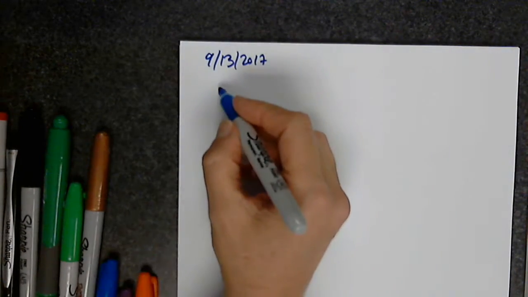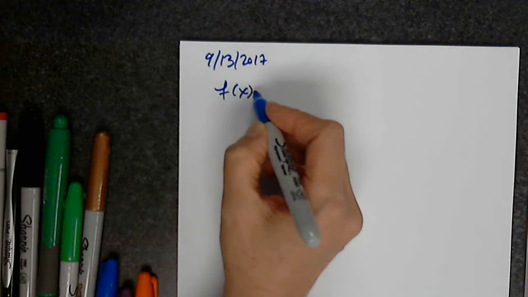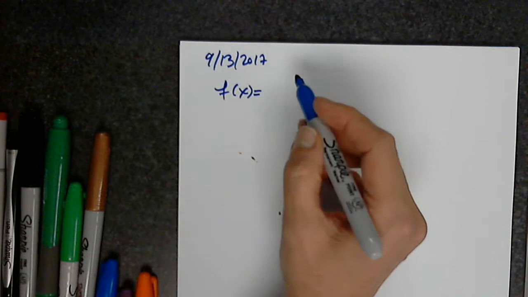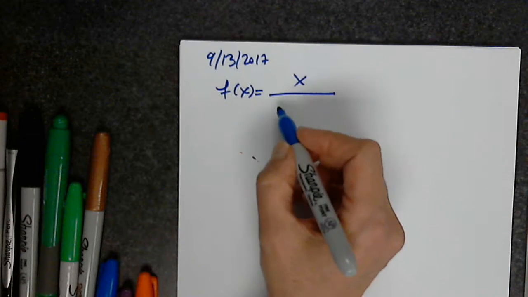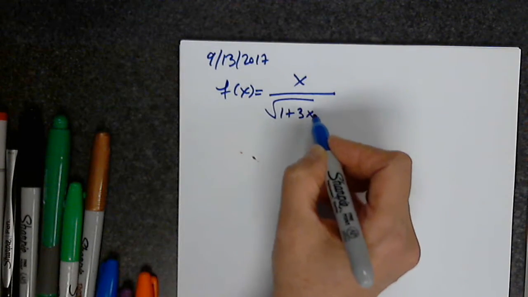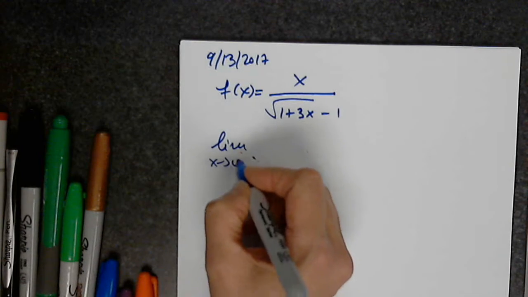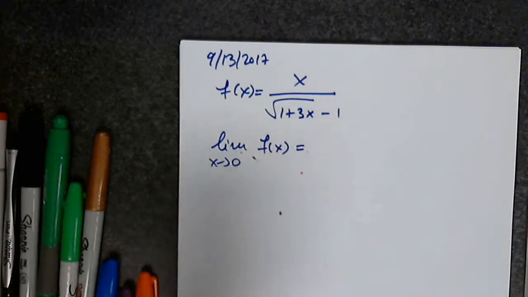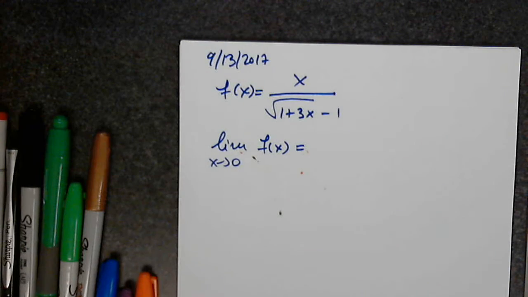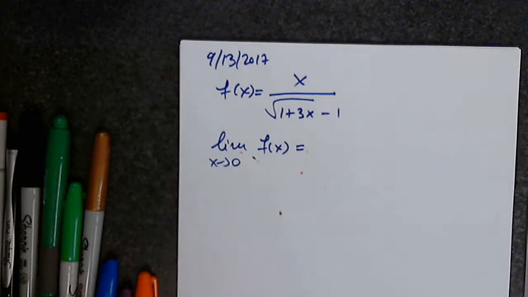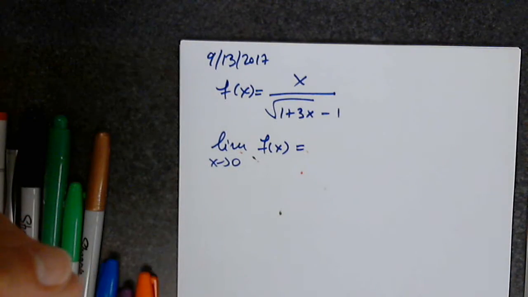Yes. Okay, so we have a function f of x, which is x divided by the square root of 1 plus 3x minus 1. And we're asked to find the limit as x approaches 0 of this f of x. Okay? So the limit laws, first of all, it's a ratio, right?